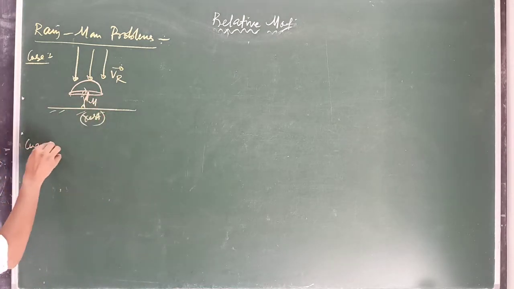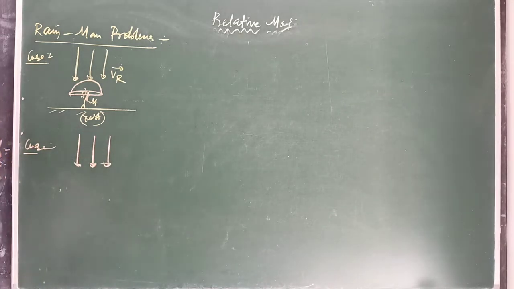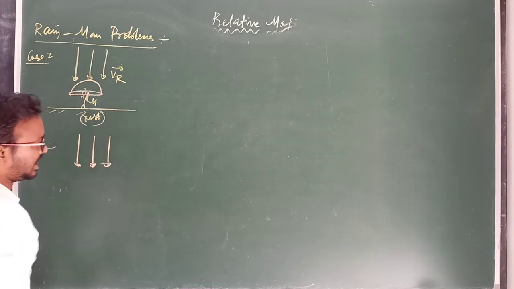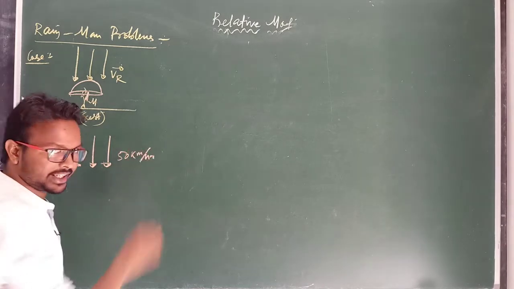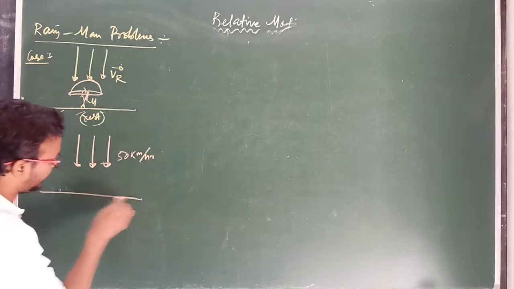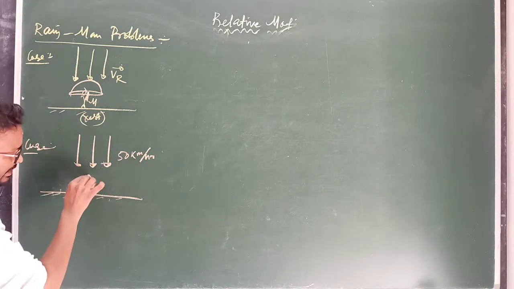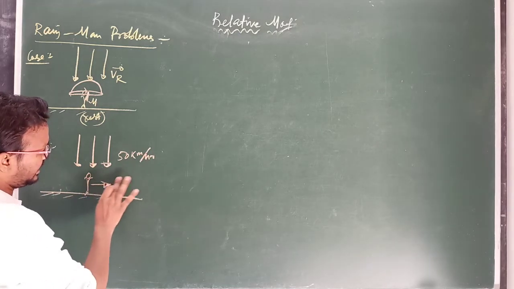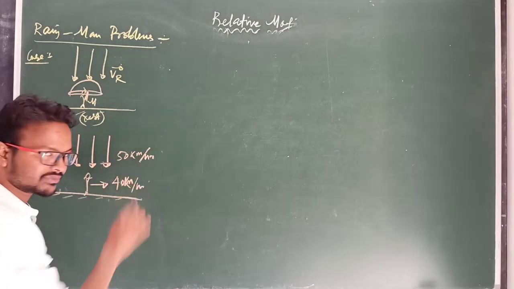The second case is important. Suppose this is the direction of rain like this, and suppose the velocity of rain, which is moving in the downward direction, is 50 km per hour. Clear? And this is ground level, and one person is moving in this direction with a speed of, suppose I am taking here, 40 km per hour. Clear? Now a question arises here.